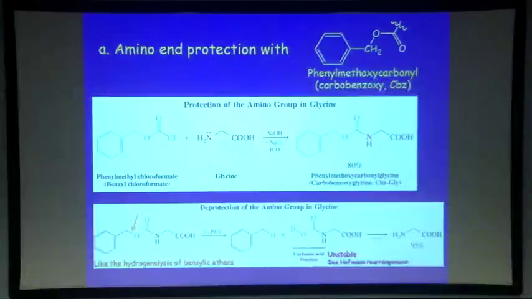Okay? So it's a slightly modified, attenuated in reactivity type acid chloride, and it'll react under mild conditions. You mop up the HCl that you get with some base, typically dilute sodium hydroxide, and out comes the amide. Okay? And so that means you now have glycine protected at the amino end, and you can go to town and do whatever you like with the carboxylic acid function.